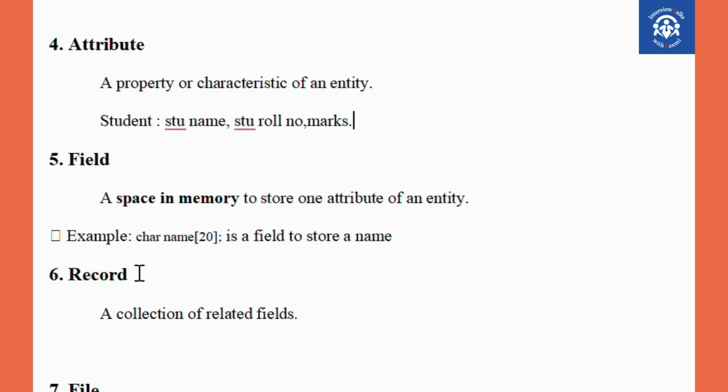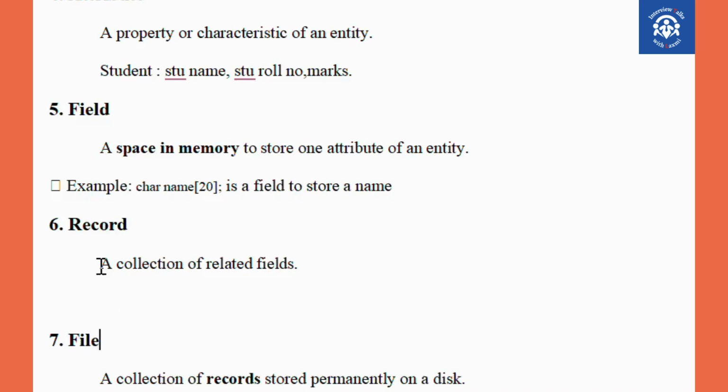Now entering into the sixth one, that is a record. Record means a collection of related fields. So we have fields. Here I took char name which carries 20. That collection of a number of related fields we can call as a record.